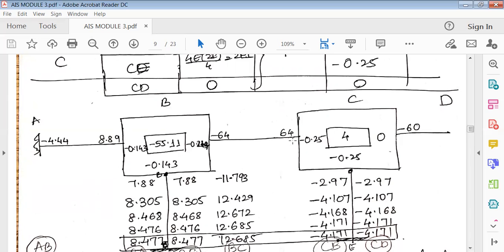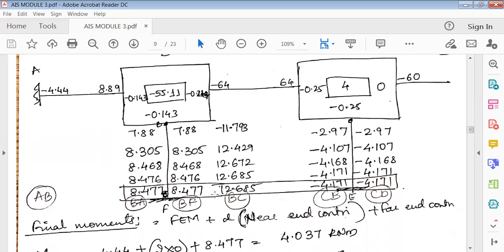So CB, it is minus 0.25. CD, CE, it is again minus 0.25. And here it is 0. So you have to write like this. Wherever it connects, in that particular portion, you have to write the fixed end moments, rotation factors and fixed end moments. Okay, now next, carrying out this iteration is important.